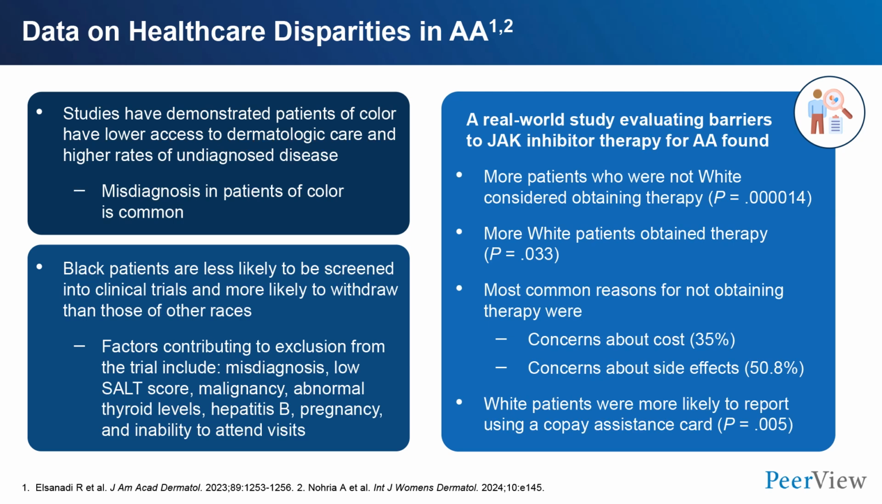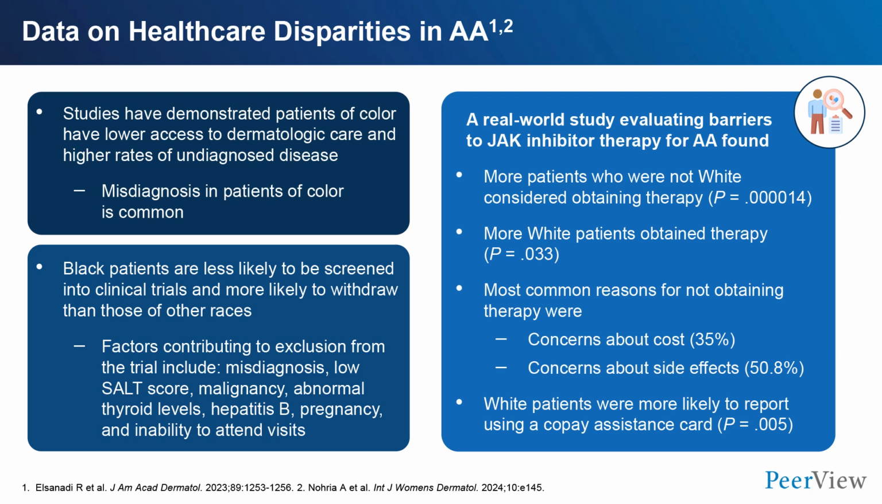And this is actually quite common in alopecia areata. There are several diseases, traction alopecia, central centrifugal cicatricial alopecia of the scalp, which can be misdiagnosed as alopecia areata quite readily. Black patients are less likely to be screened into clinical trials and more likely to withdraw than those of other races. Factors that contribute to this include misdiagnosis in the first place, as we talked about earlier, a low SALT score, and then a number of other medical conditions that require the patient to withdraw due to regulations for the clinical trial.